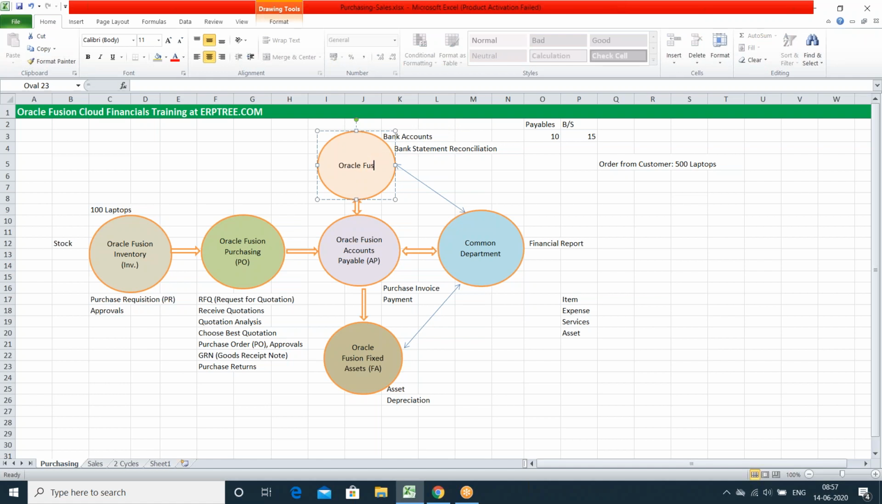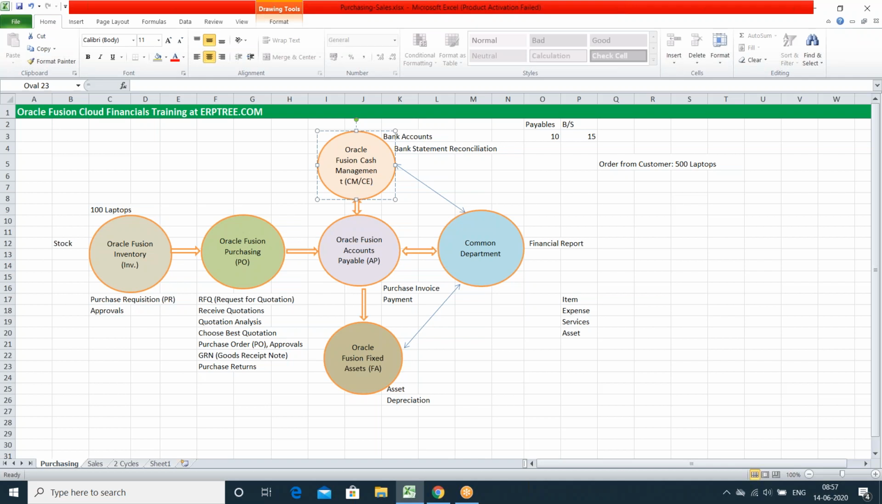Oracle Fusion Cash Management. You can call it Cash Management CM. But if you call this application Cash Management CM, there is another application also from Oracle, that is Cost Management. That is also CM. That is the reason they gave the alternative short name CE also. You can call Cash Management as CM or CE.